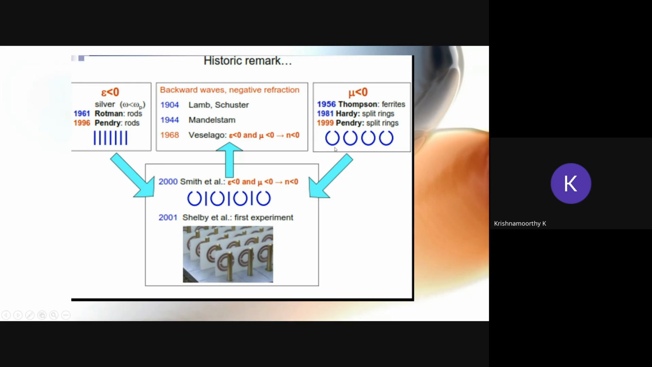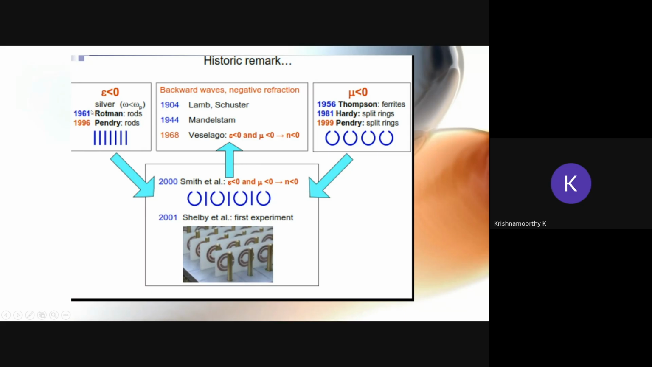So we can get artificially the mu negative and epsilon negative value at a particular frequency, where both values are negative simultaneously. It is not available naturally in any material. So this kind of characteristic we can get artificially, with man-made structures.